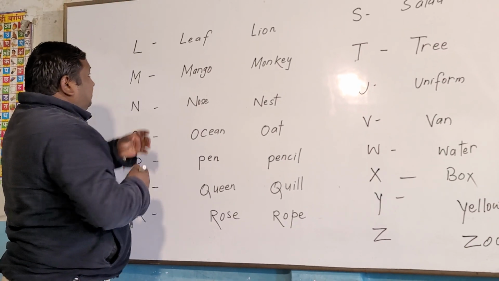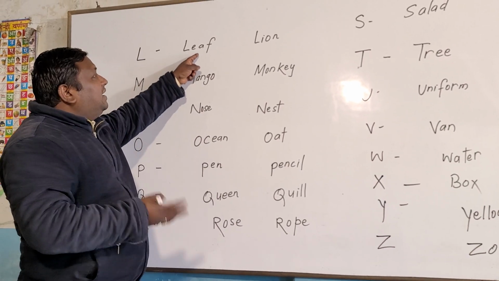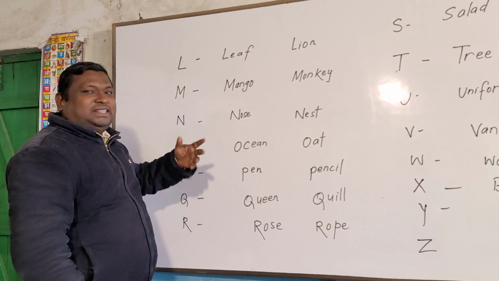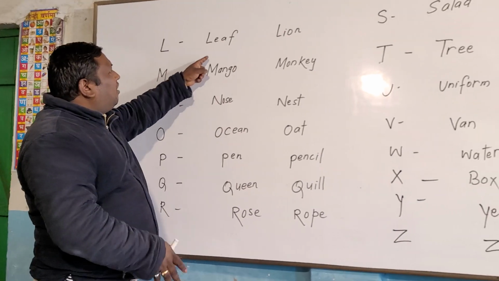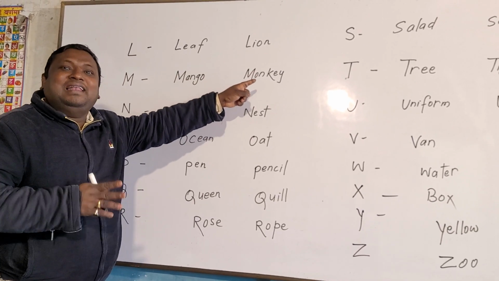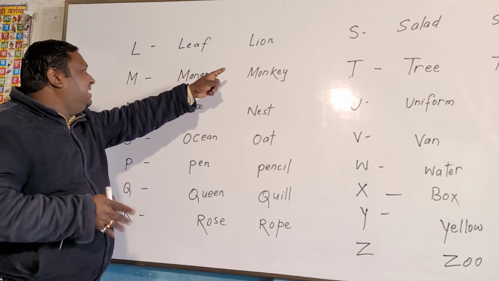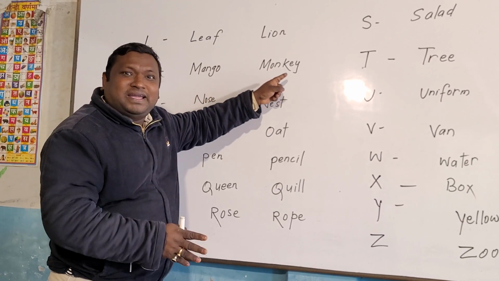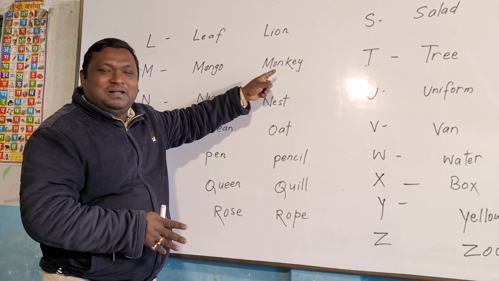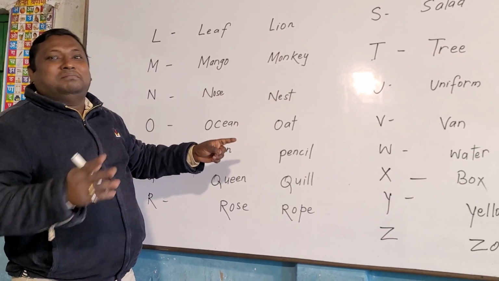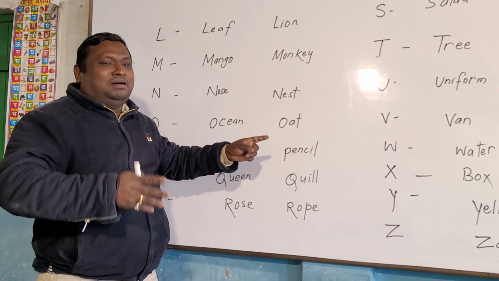Say, la, leaf, la, lion. Yes? How will you say this? How will you sing this? L for leaf and L for lion. La, la, la. La, la, la. M for mango and M for monkey. Ma, ma, ma. Ma, ma, ma. Ma, ma, mummy. Ma, ma, mama. Ma, ma, mosa.